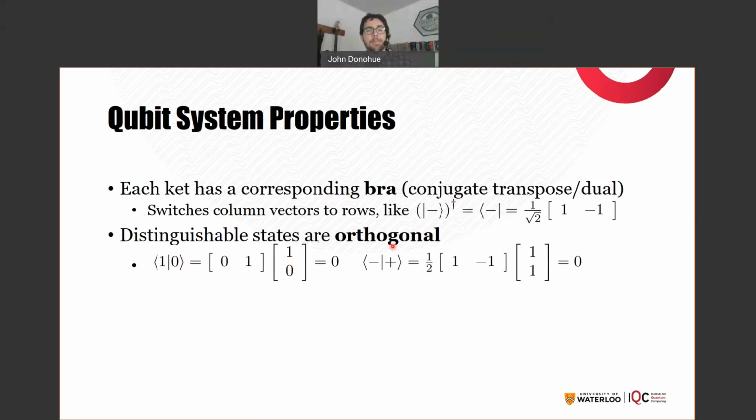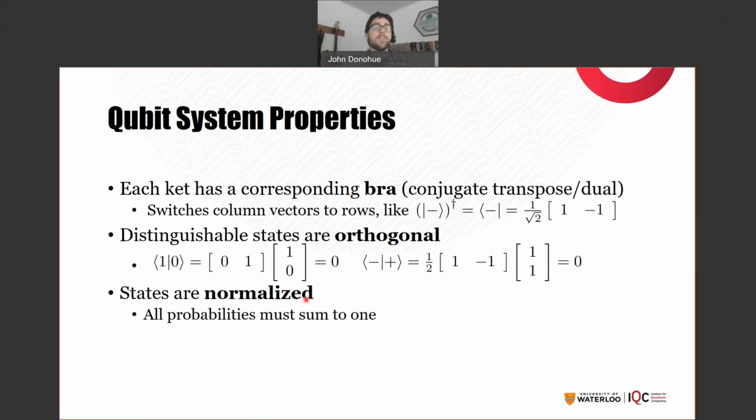Similarly, the minus and plus states are also distinguishable, and we can see that by noting that their bracket, their inner product, is also equal to 0. So both of them do have spin up and spin down components, but because of this minus sign here, we can think about that as destructive interference, or we can just think about it as, those are distinguishable states. There's no overlap between them. We can distinguish them perfectly from each other.